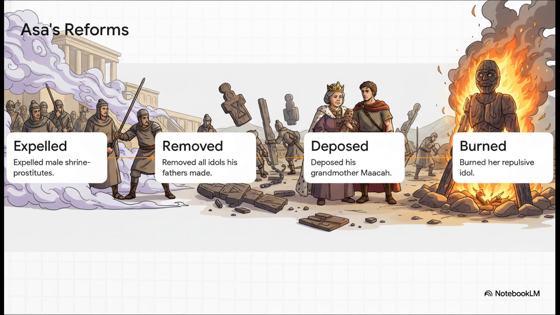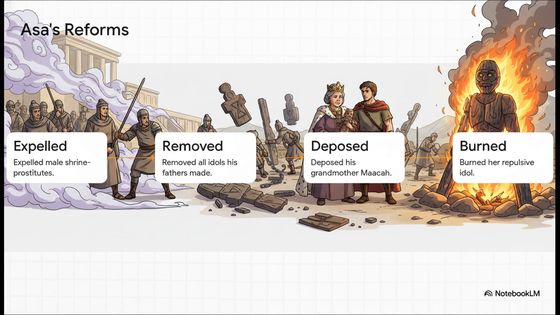Step 1, he expelled the male shrine prostitutes, the Kedoshim, from the land, completely erasing that pagan practice. Step 2, he removed all the idols his fathers had made. But Step 3 is where we see his incredible courage. He actually deposed his own grandmother, Maacah, from her powerful position as Gavira, or the Queen Mother.